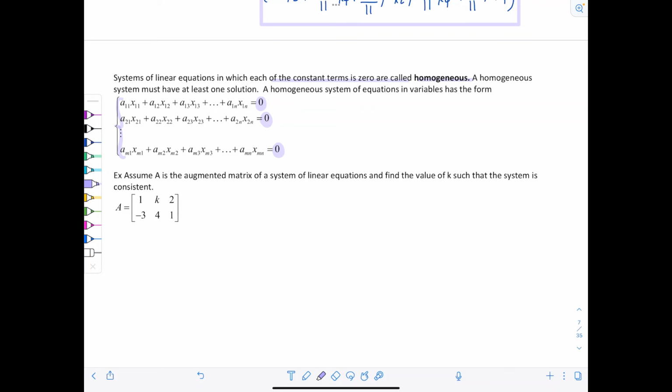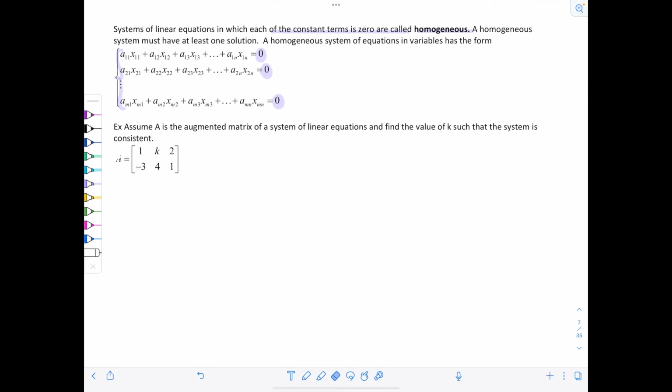Okay? So just a little example to play around. Assume A, right here, this matrix, is the augmented matrix of a system of linear equations. Then find the value of K such that the system is consistent. Okay, we'll get back to doing this process with homogeneous systems in just a minute. But first let's look at this more basic example. So they want us to find the value or values of K such that the system is consistent. Remember, a consistent system has at least one solution. It could also have infinitely many.